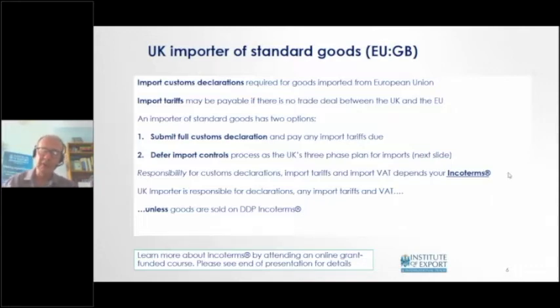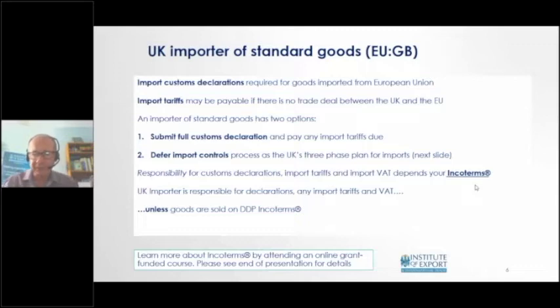If we look at the slide on the screen now, the staging process is really built around a three-stage process. Processes from the 1st of January, processes from the 1st of April, and processes from the 1st of July. We're going to look first of all at an importer of standard goods.